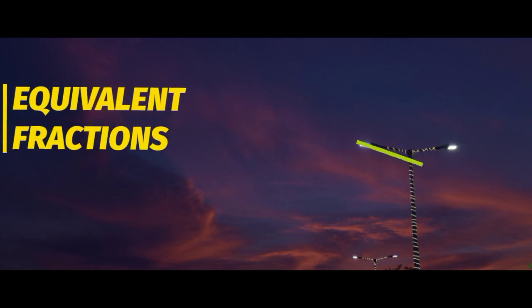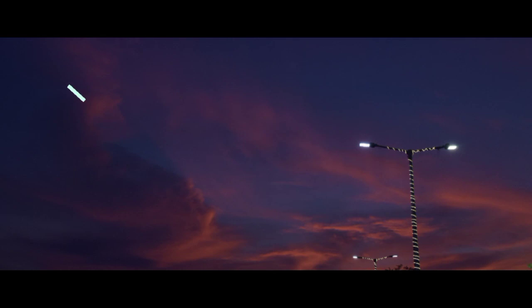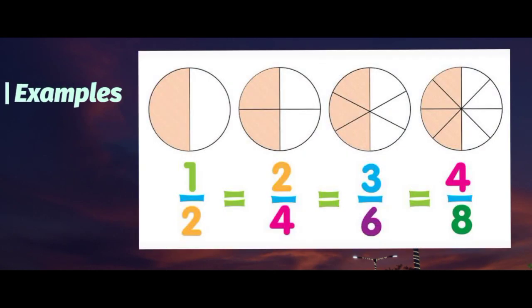Coming to equivalent fractions. Equivalent, as the name itself says, means equal. Equivalent fractions are fractions that have different numerators and denominators but have equal value. There should be an equal value between the fractions. We can understand clearly by the examples here: 1 by 2, 2 by 4, 3 by 6, 4 by 8. If you cancel each and every fraction, you will get 1 by 2 only. So 2 by 4 is nothing but 1 by 2, and 3 by 6 is also nothing but 1 by 2.